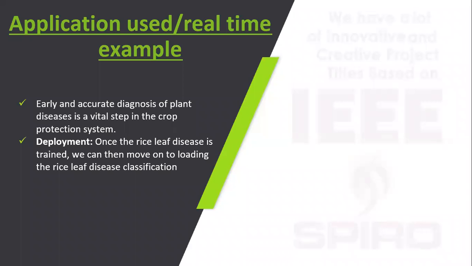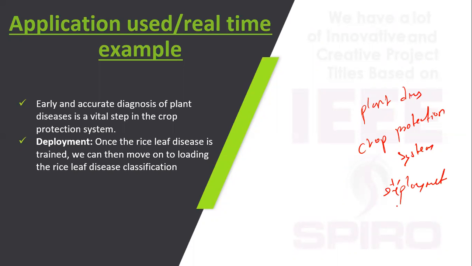Application used in real time. Early and accurate diagnosis of plant disease is a vital step in the crop protection system. Once the rice leaf disease model is trained, we can move on to loading it for the rice leaf disease classification deployment.